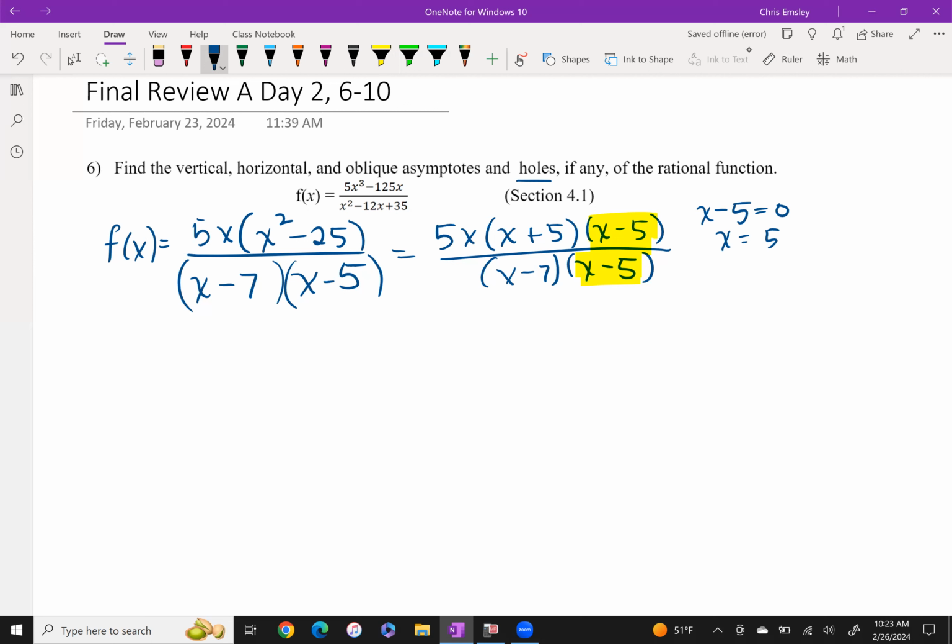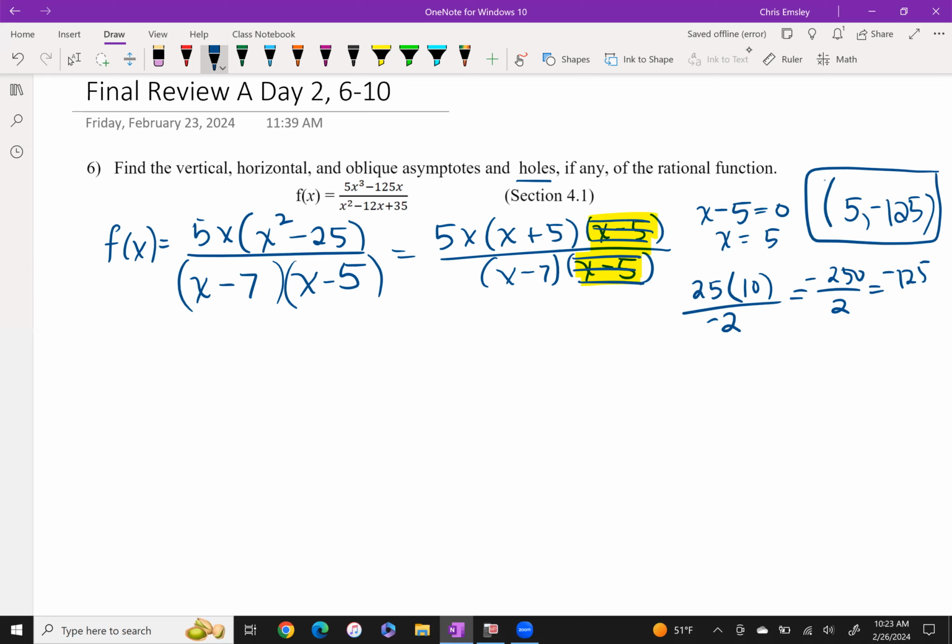To find the y value, we're going to cancel that common factor, use the reduced function, and plug 5 into that function. So we get 5 times 5 out front is 25. 5 plus 5 in the parentheses is 10. And 5 minus 7 is negative 2. 25 times 10 is 250. Divided by negative 2, that does simplify to negative 125. So our hole happens at the point 5, negative 125.